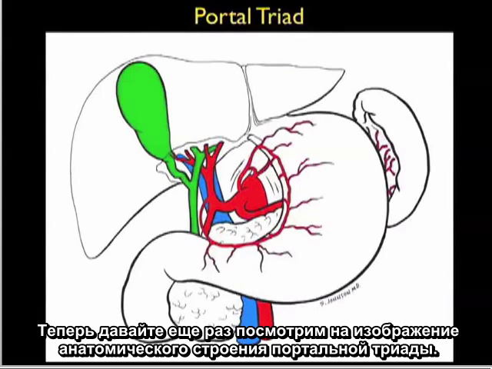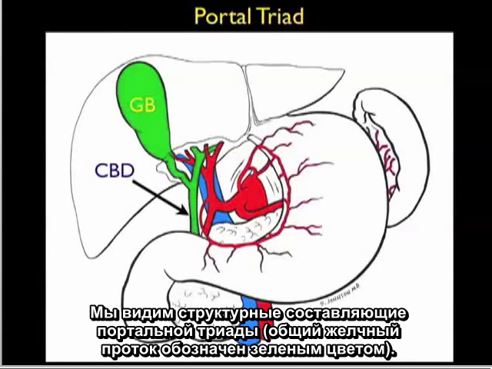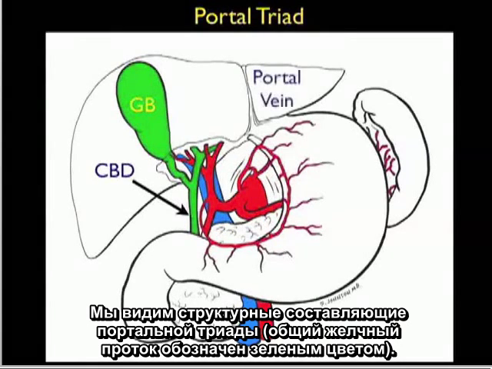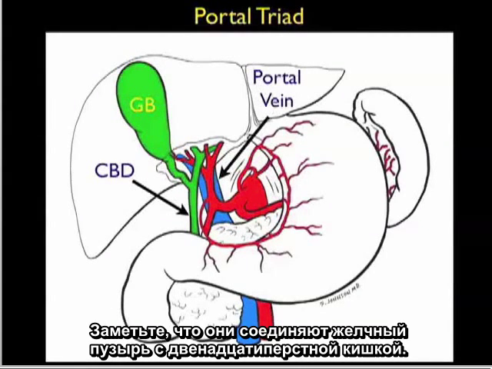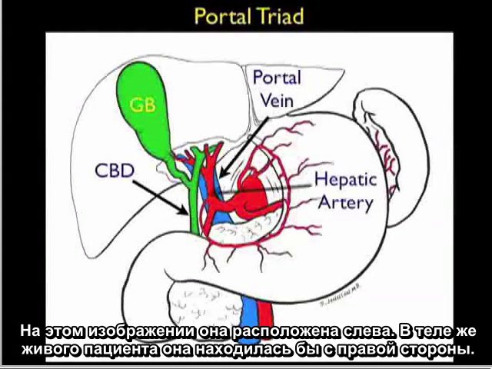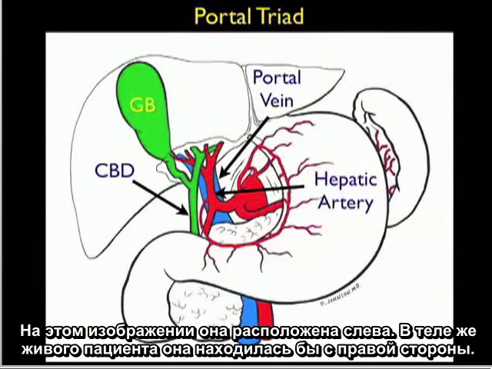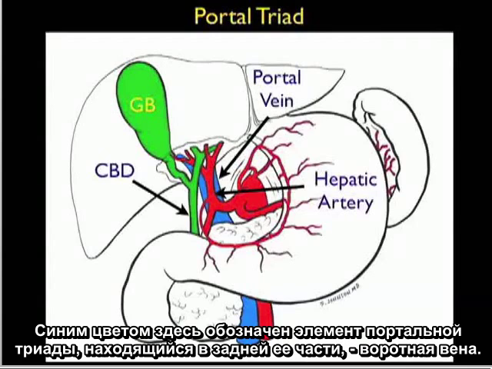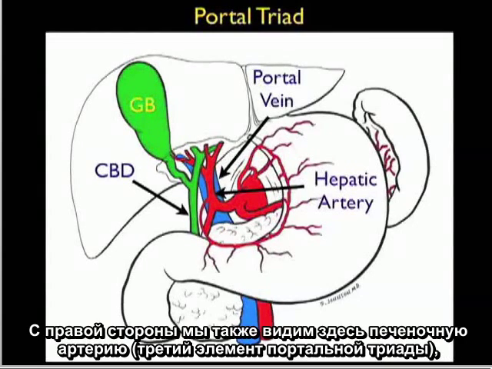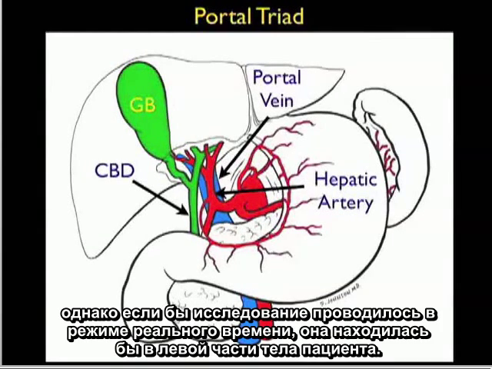Now let's review an image showing the anatomy of the portal triad. We see the first structure of the portal triad, the common bile duct marked in green. Notice that it connects the gallbladder down to the duodenum. While it's located to the left of this picture, in a real patient it would be located over towards the patient's right side. We see the posterior structure of the portal triad, the portal vein marked in blue, and we see the hepatic artery, which would be the third structure of the portal triad, over towards the right of this image, but would be located towards the patient's left side on real-time scanning.